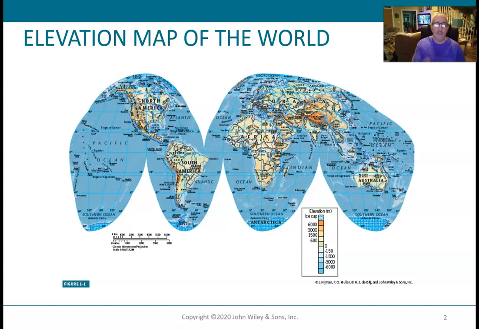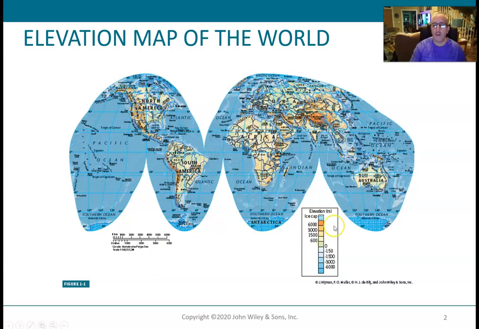This map on the screen right now is very important too, and this is kind of an aside from what you read in the textbook. Anytime you look at a map anywhere, make sure you look at the title of that map. Because just looking at this looks like a map of the world, which it is. However, if you look at the top, this is an elevation map of the world. So what does that mean? That means this map is interpreting how tall a particular place is on the Earth's surface.